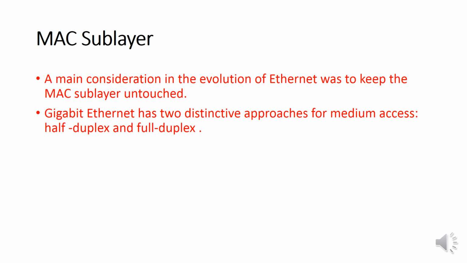So the gigabit Ethernet consists of two layers. One is the MAC sublayer, the other one is the physical layer. In the case of the MAC sublayer, a main consideration in the evolution of Ethernet was to keep the MAC sublayer untouched. So we are not modifying the present MAC sublayer while designing gigabit Ethernet. Gigabit Ethernet has two distinct approaches for medium access: either half duplex or full duplex.